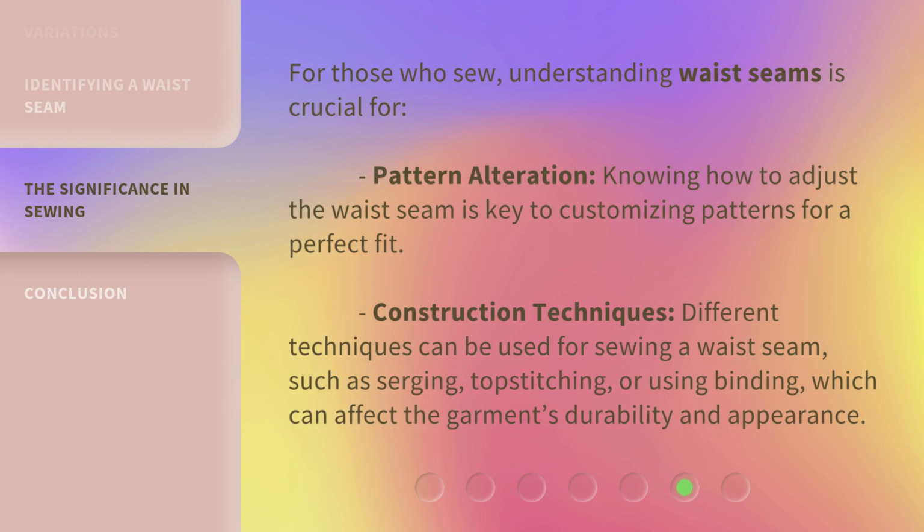For those who sew, understanding waist seams is crucial for pattern alteration. Knowing how to adjust the waist seam is key to customizing patterns for a perfect fit. Construction techniques. Different techniques can be used for sewing a waist seam, such as serging, top stitching, or using binding, which can affect the garment's durability and appearance.